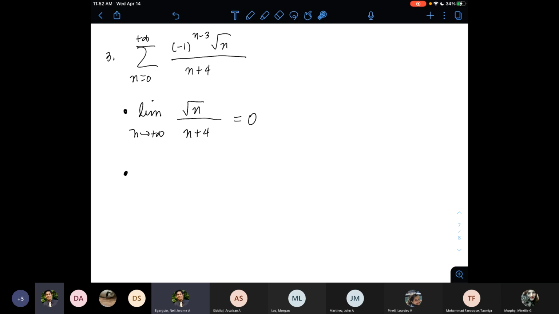Now, there are several ways you can do it. One approach which I like is to consider the function root x over x plus 4. I'll take a look at the derivative. Remember, when the derivative is positive, the function is increasing. When the derivative is negative, then the function is decreasing, right?